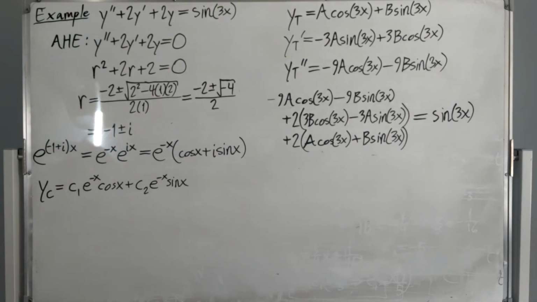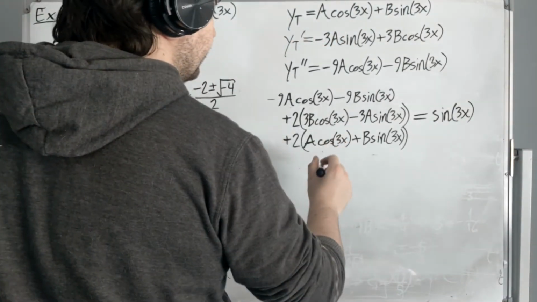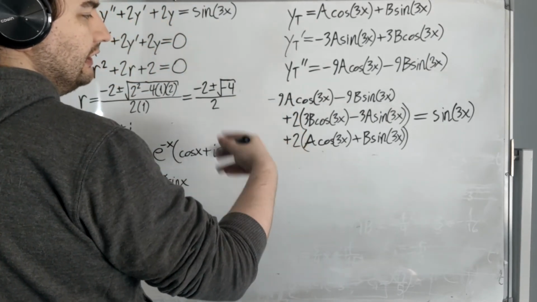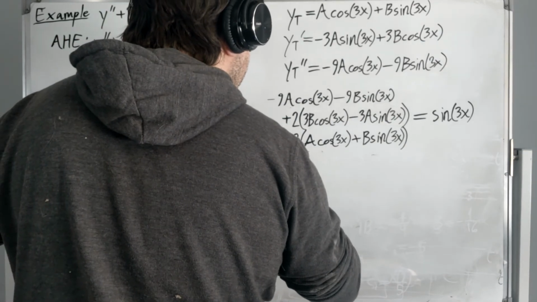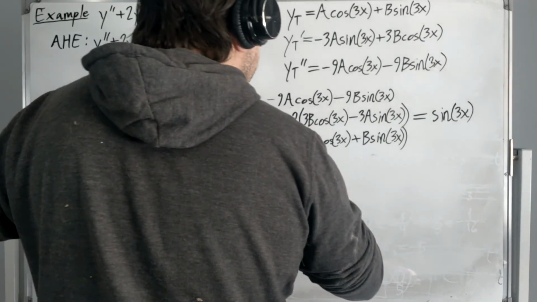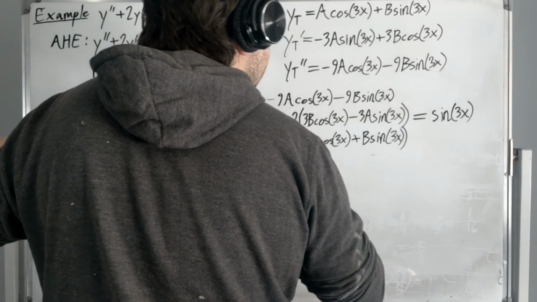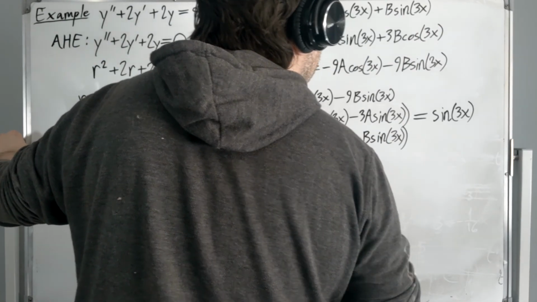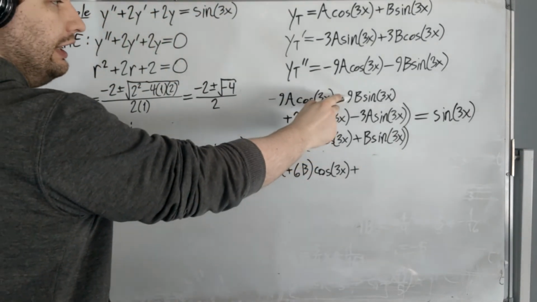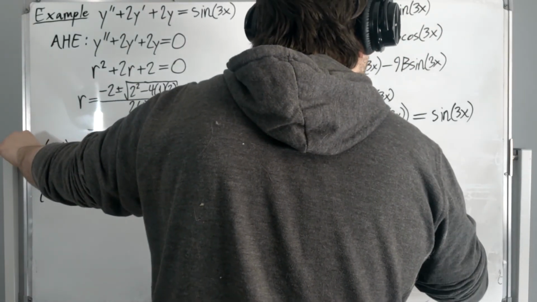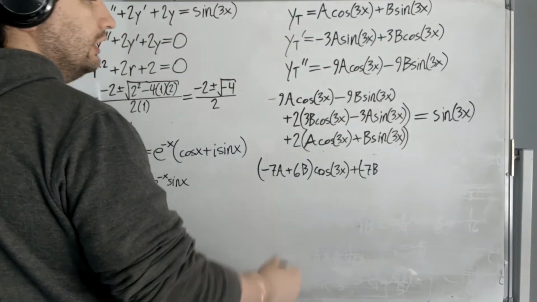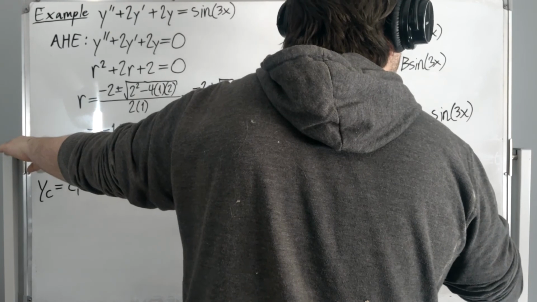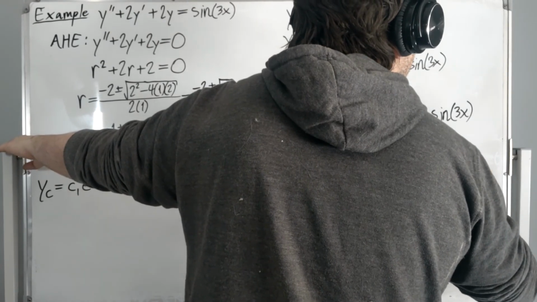You can combine some like terms here. We have, let's see here, the coefficient of cosine is going to be negative 9a plus 2a, that makes negative 7a. And then 2 times 3b is 6b. So that's multiplied by cos 3x. Then on the other hand, we have negative 9b plus 2b, that makes negative 7b. Then minus 6a, sin 3x. This should be equal to the sine of 3x.